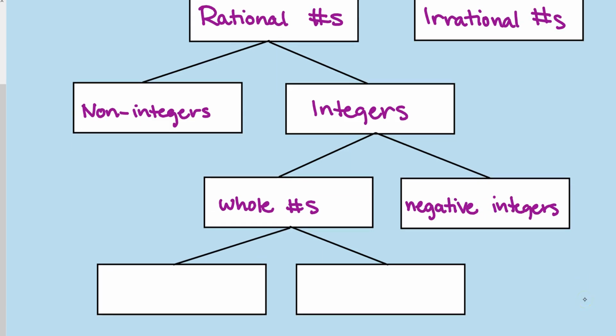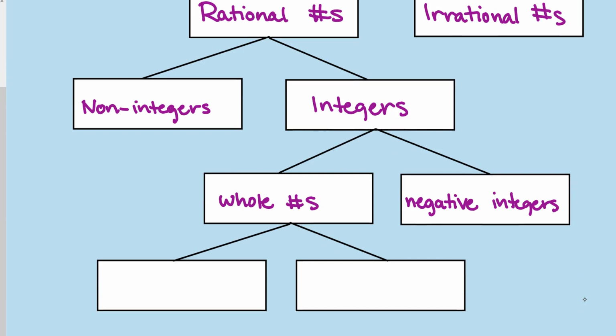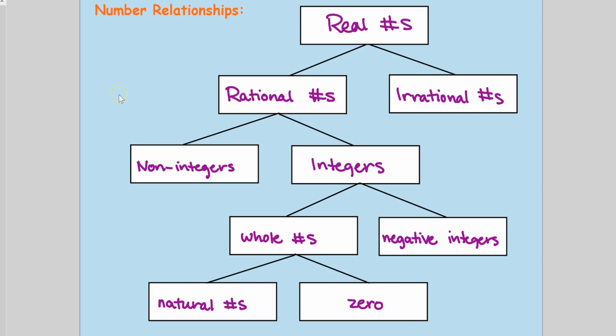And then we could break up the whole numbers. If you think about the counting numbers, or the natural numbers, 1, 2, 3, etc., being a subset of the whole numbers, then what else do we have that's a whole number? 0. Okay, so there is our diagram which shows all the sets of numbers we talked about earlier and how they relate to one another. So let's do a little bit of a practice exercise.